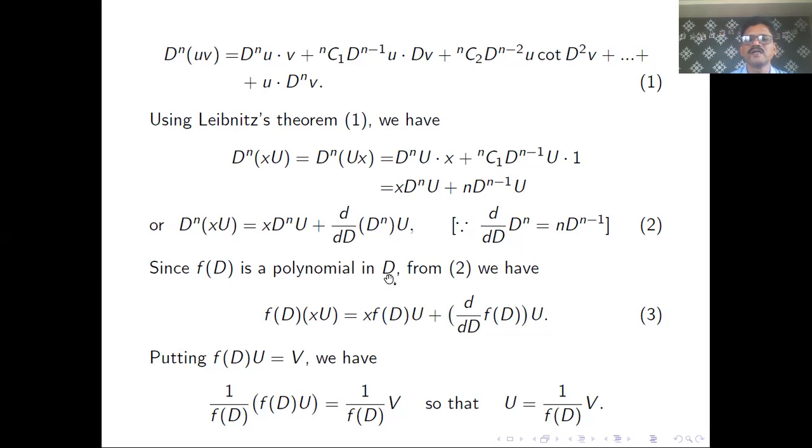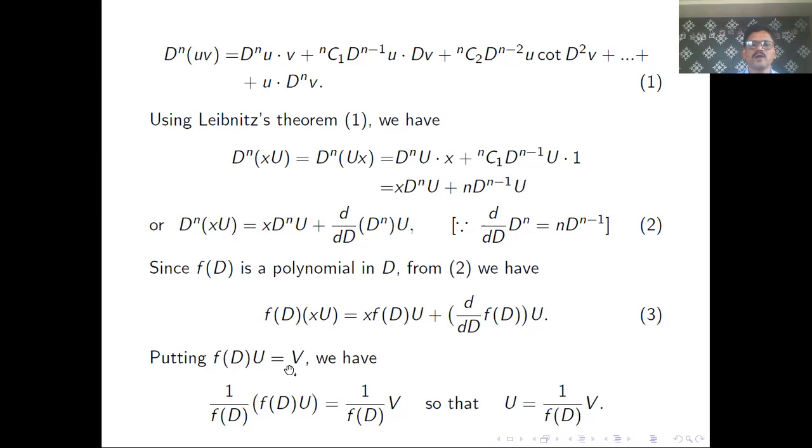Since f of D is a polynomial in D, from this equation 2, whenever d raised to n is there, you have to replace it by f of D. So if you replace d raised to n by f of D, you will get f of D of x into u is equal to x times f of D of u as it is, then d by dD of f of D, and u remains as it is. And then put f of D into u is equal to capital V. So if you replace f of D into u with capital V, what happens?